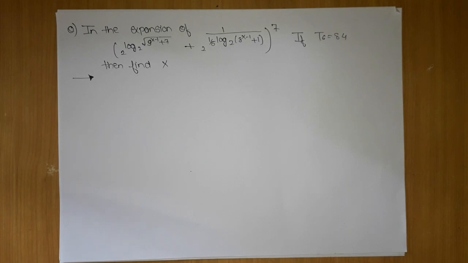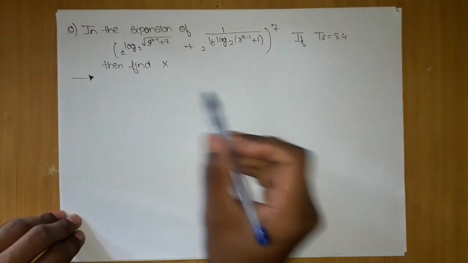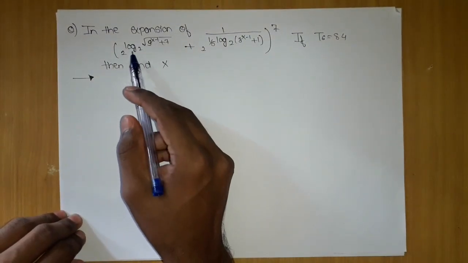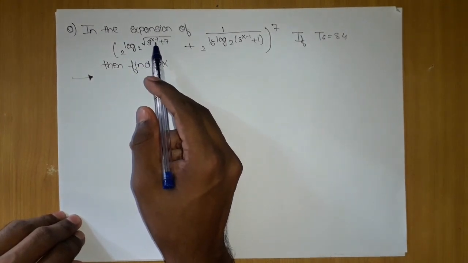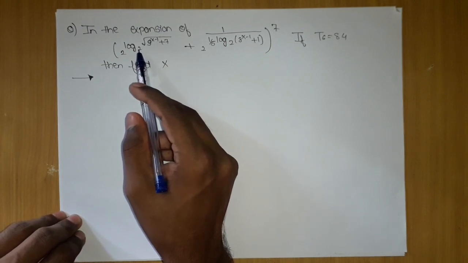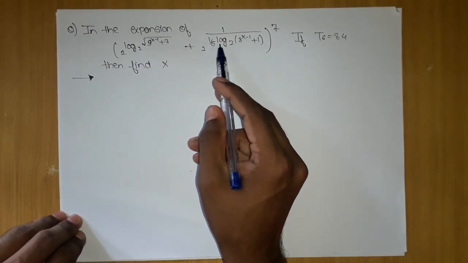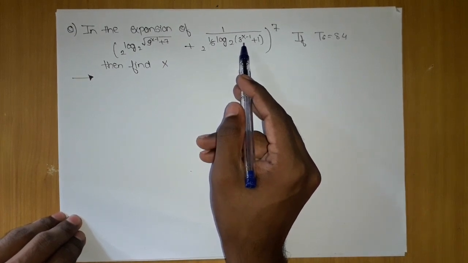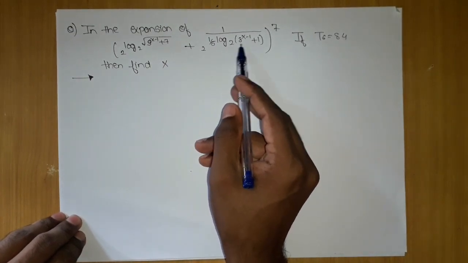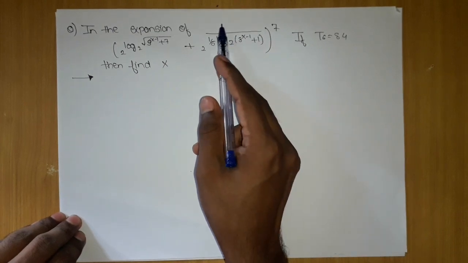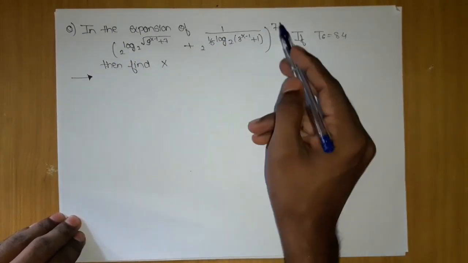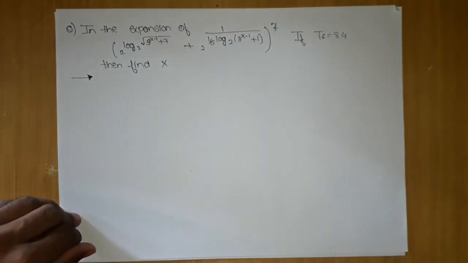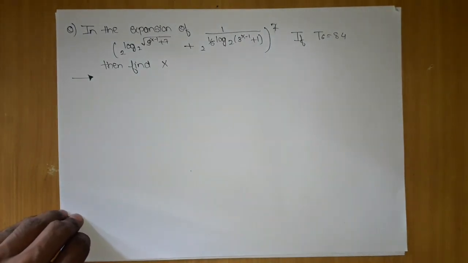Okay, so in this question, in the expansion of the bracket 2 to the power log base 2 of under root 9 to the power x minus 1 plus 7, plus 2 to the power 1 by 5 log base 2 of 3 to the power x minus 1 plus 1, the whole power 7. This is a binomial type question, and you have to find x if t6 is 84.